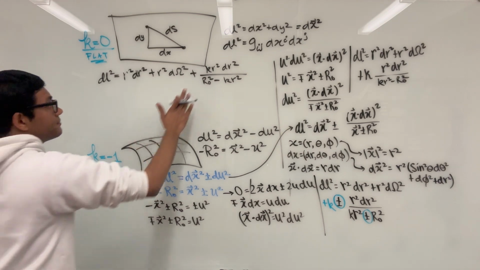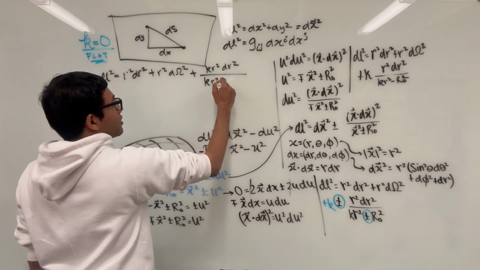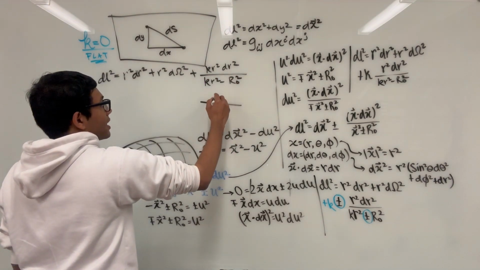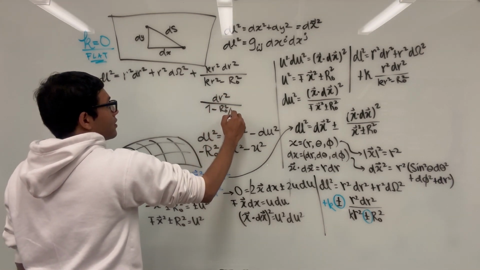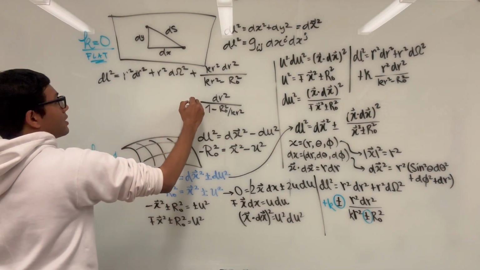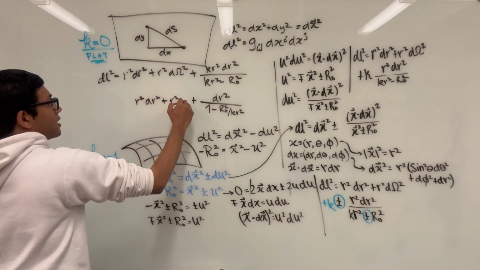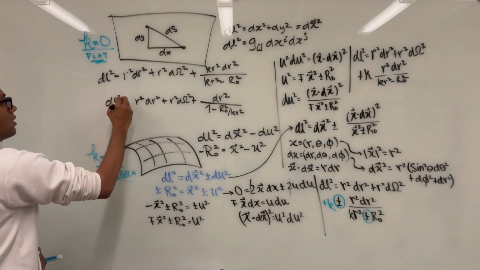That's going to give me, maybe I'll stick with kr squared minus r naught squared. Okay, so if I divide top and bottom by kr squared, then I get dr squared, and then 1 minus r naught squared over kr squared. Okay, good. And then plus r squared dr squared plus r squared d sigma squared. Okay, almost done. Now let's see if there's anything else we have to do.